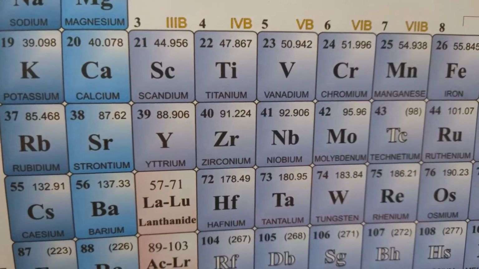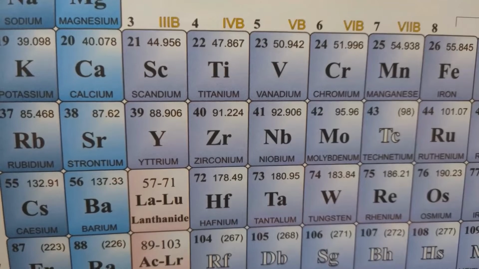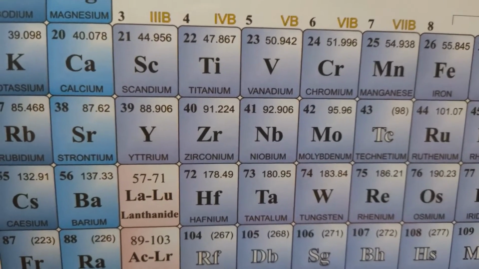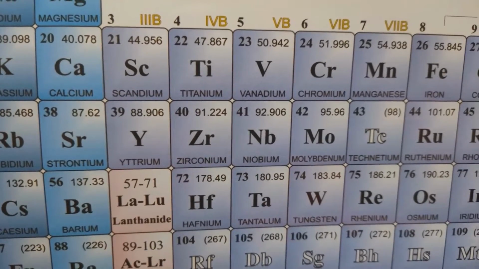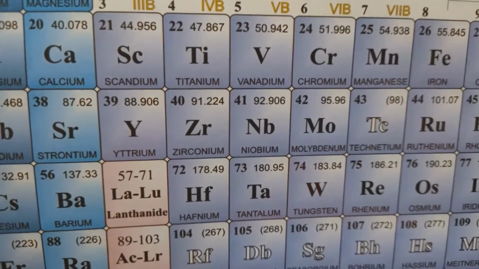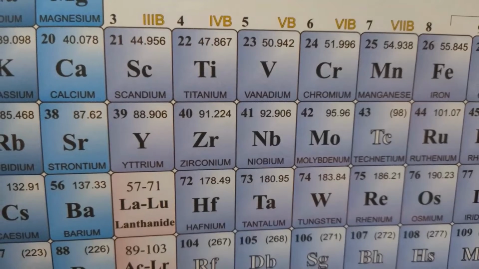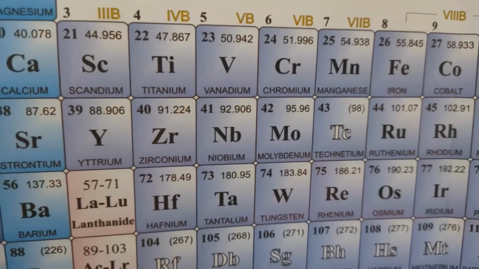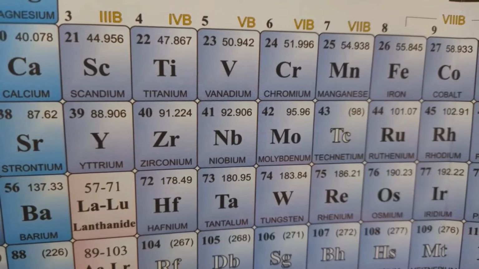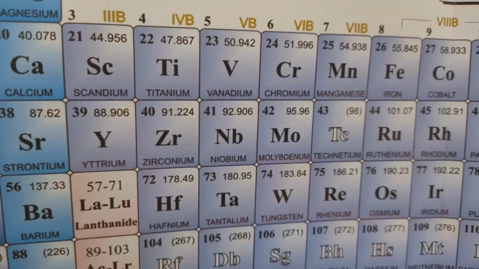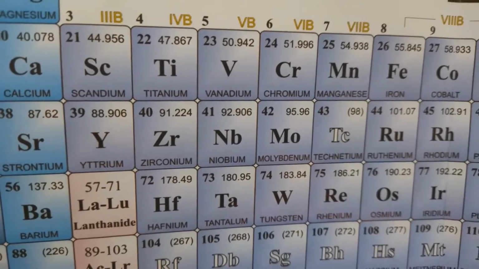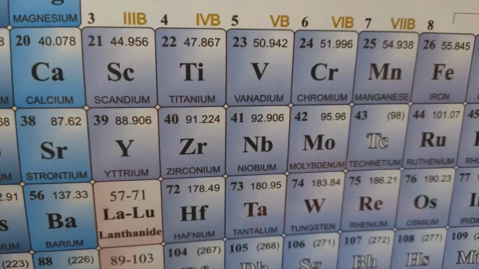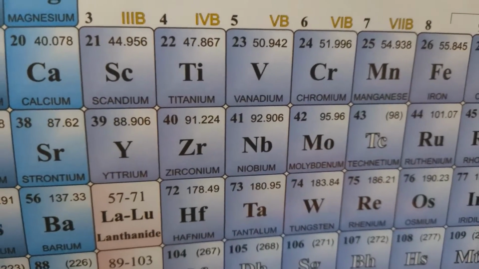And for the 38th one we have strontium, and it doesn't matter how you say it. It has an atomic mass of 87.62, and is represented by the symbol capital S and a small letter R. And for the 39th one we have yttrium. It has an atomic mass of 88.906, and is represented by the symbol capital Y.